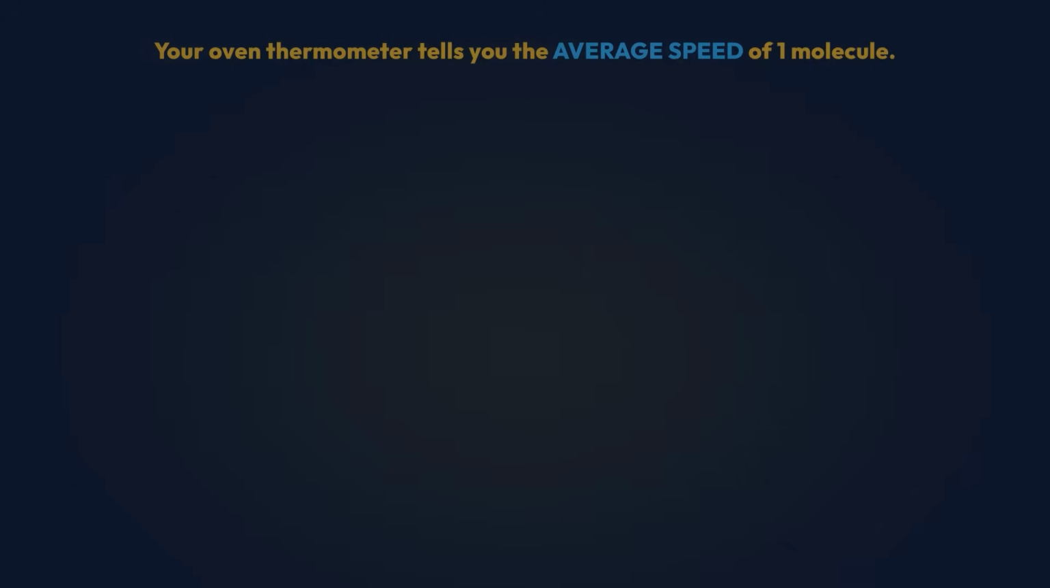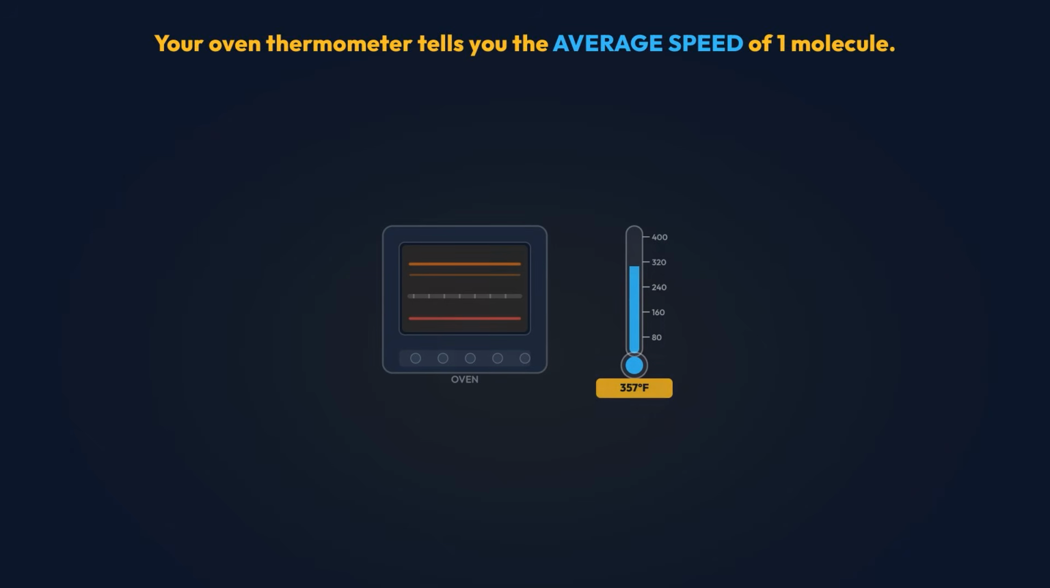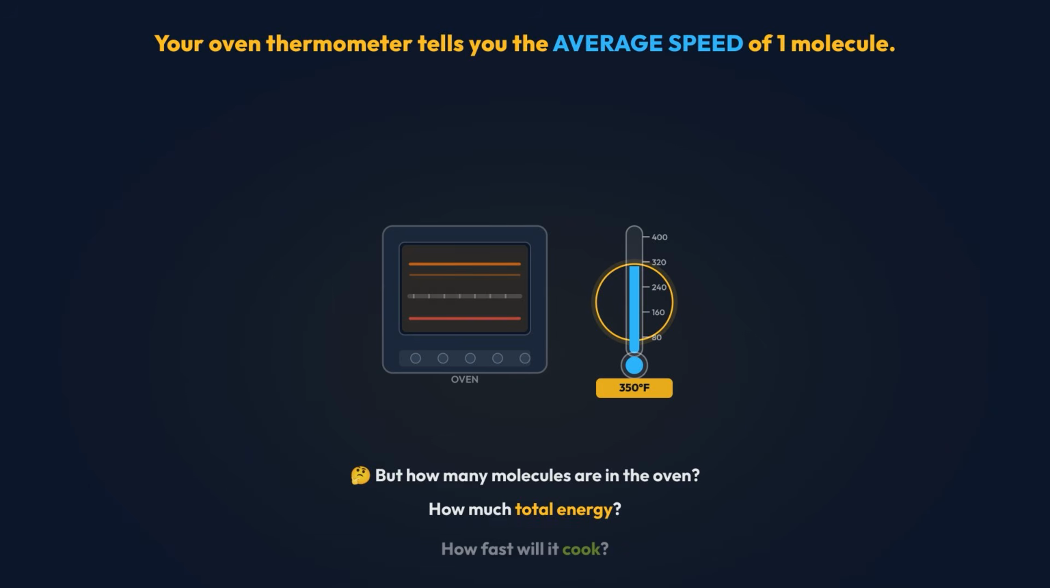So your oven thermometer is not telling you the amount of energy being transferred to your bread in the form of heat, aka the thing that's actually cooking it. No, it's telling you the average speed of a molecule in your oven without telling you how many molecules there are, how fast it's transferring heat in your oven, or any of the other stuff you really need to know to figure out how fast your food is gonna cook.